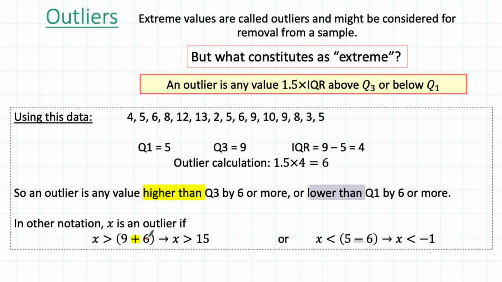So what you do is you add the 6 that you found to the upper quartile, so it gives you 15. And you subtract it from the lower quartile, so it gives you -1. Which means that if I have a number that is strictly bigger than 15 or less than -1, it would be considered an outlier. And if I have a look at my original data, I don't have any values above 15 or below -1, which means I don't have an outlier here.